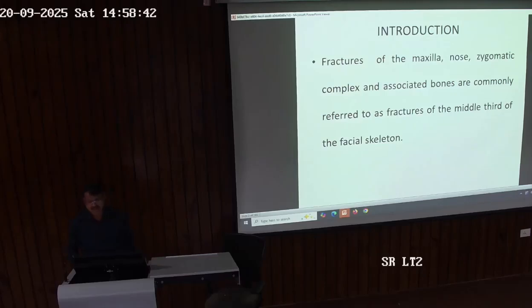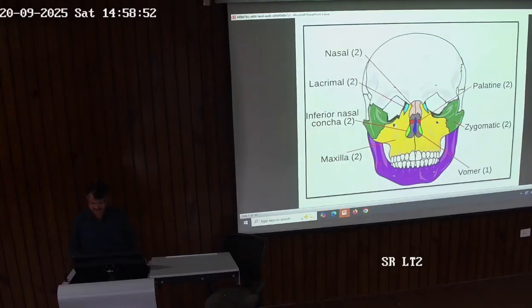Fracture of the maxilla, nose, zygomatic complex and associated bones are commonly referred to as fractures of the middle third of the facial skeleton. This diagram shows the nasal bones, which are fractured during any impact on the face or directly when the face is touched to any surface.